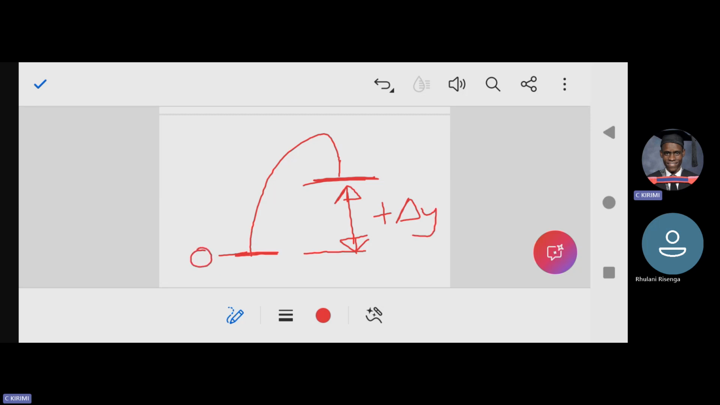Because your reference point was here. You throw the ball, it reaches a certain height above the ground, but it did not come to the ground. So the change in y is going to be positive. Yes, so you must master those things: reference to where you have started.